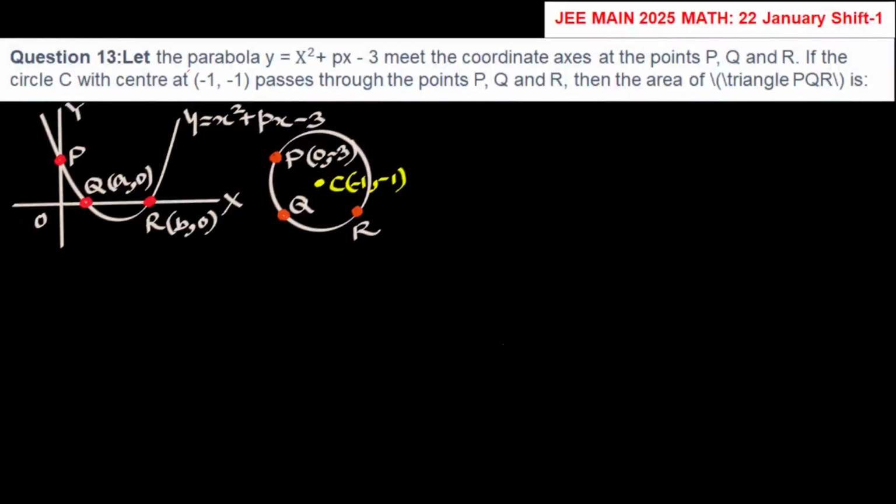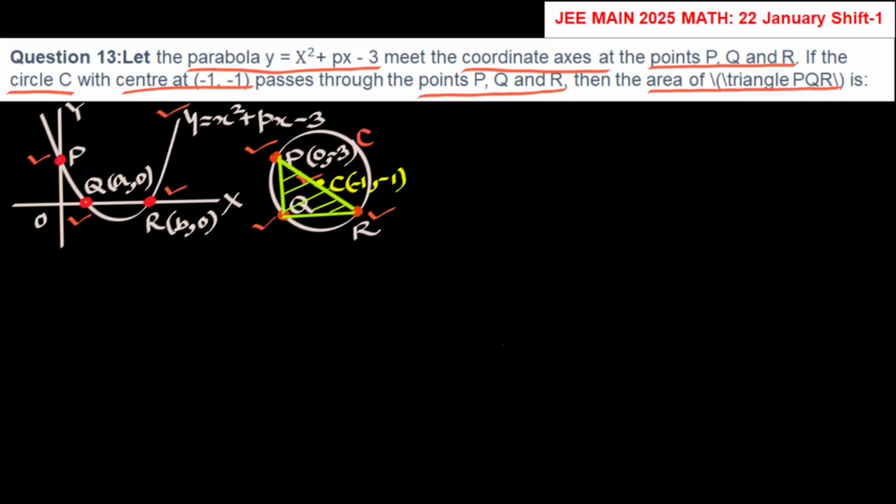Here parabola y equals x square plus px minus 3 meets the coordinate axis at points p, q and r. So this is the parabola and it meets the coordinate axis at points p, q and r. This circle with center at minus 1 comma minus 1 passes through the points p, q, r. Then we have to find the area of this triangle PQR. Let the parabola cut the x-axis in point q a comma 0 and point r b comma 0. Point P is on the y-axis. We can find its coordinates by putting x equals 0 in the parabola. That gives y equals minus 3. So the coordinates of this point P will be 0 comma minus 3.